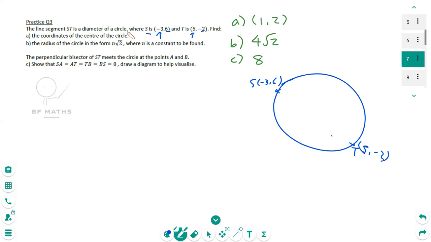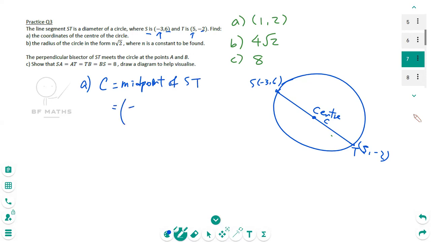So what I do then is, because that's a diameter, if I draw a straight line, that means that's the diameter, and that's the center of the circle. So that's the center. Let's use C to represent this, okay? So part A, basically, C is the midpoint of ST.